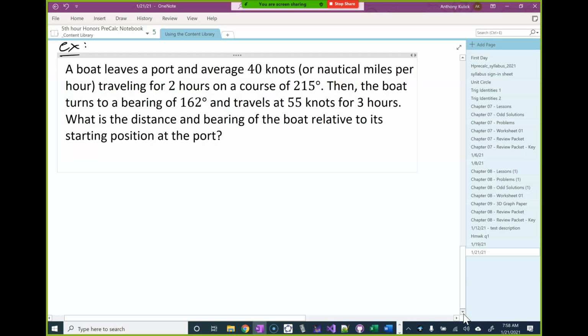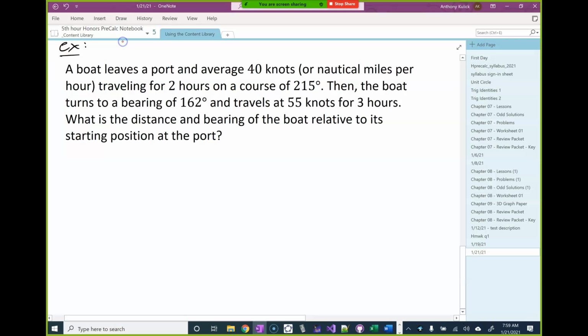All right, so it says a boat leaves a port and averages 40 knots, traveling for 2 hours on a course of 215 degrees. Then the boat turns to a bearing of 162 degrees and travels at 55 knots for 3 hours. What is the distance and bearing of the boat relative to its starting position at the port?